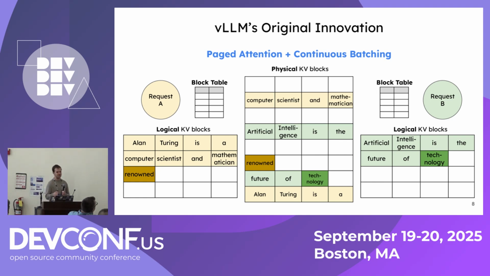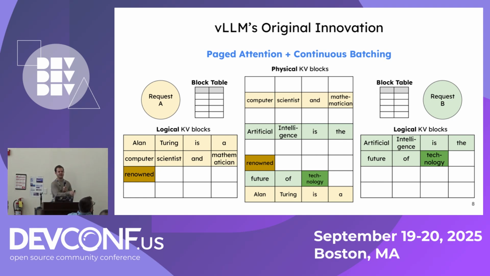And so vLLM's original innovation, if you look at the papers that talk about vLLM, was to use a technique that we call PagedAttention. And since there's a lot of folks who maybe understand operating systems inside of this room, the way that we actually manage this KV cache memory is similar to how an operating system manages virtual memory. So basically, every single request has a view of its logical KV cache, where this is an example, Alan Turing is a computer scientist and mathematician.